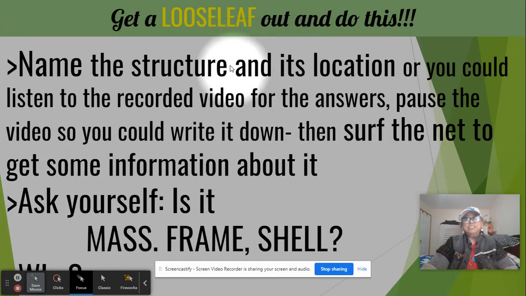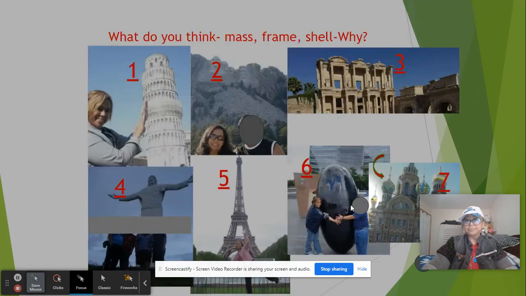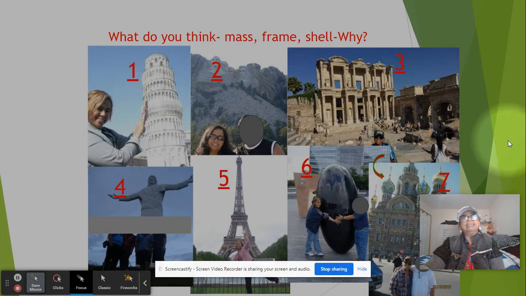So here, I want you now to get a loose leaf out and do this. So let's have some challenge, right? Name the structure and its location, or you could listen to this recorded video for the answers. You can pause the video so you could write it down, then surf the net to get some information about it. Then ask yourself, is it mass, frame, shell, and why? So I have, I think here, 10 structures for you to give the name, the location, and then you tell me what part would be considered mass, frame, or shell, right?